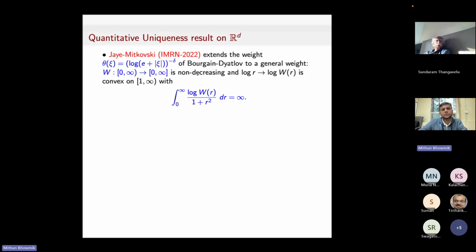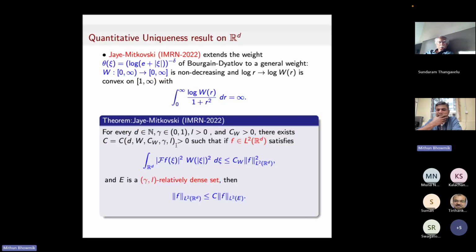This weight satisfies two conditions: non-decreasing and log convex. And also that the integral should diverge. That also says that the weight should go to infinity, but rather slowly. But it is going to infinity, so that this integral is always diverging. Then this is the characterization of propagation of smallness on a relatively dense set.